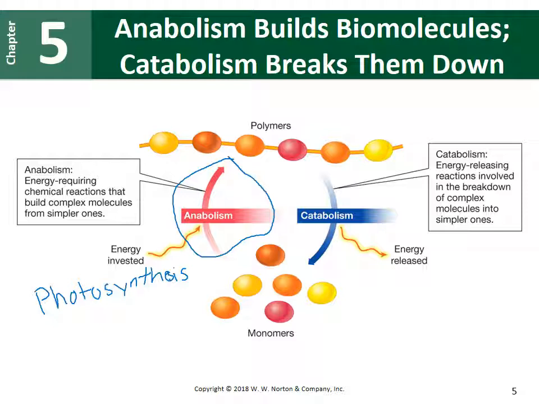On the other hand, those big molecules, those polymers that were created can be broken back down, and that's a catabolic reaction. In a catabolic reaction, energy is going to be released, and those building blocks will be broken apart back into its monomers. So this is what happens during cellular respiration.